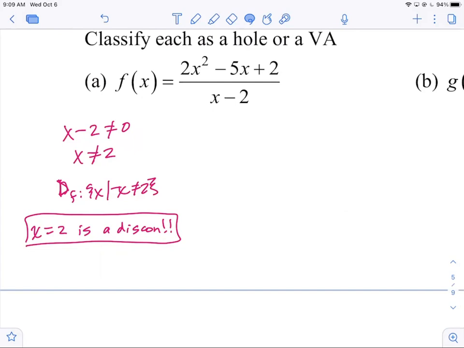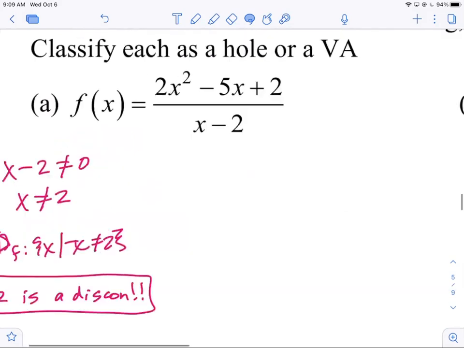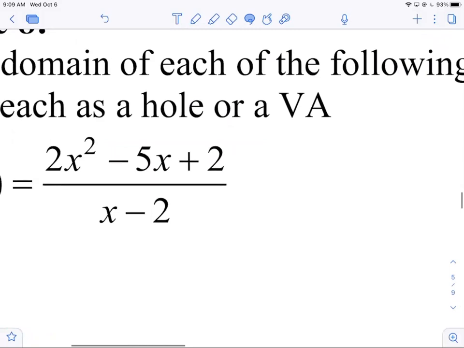What's going on at x equals 2? I told y'all yesterday that it's going to be one of 2 things, right? It's either going to be a hole, or a vertical asymptote, a hole or a VA. What's the real name of a hole?